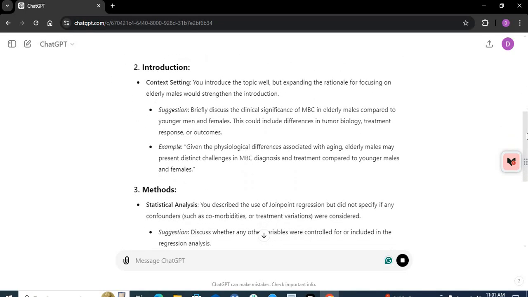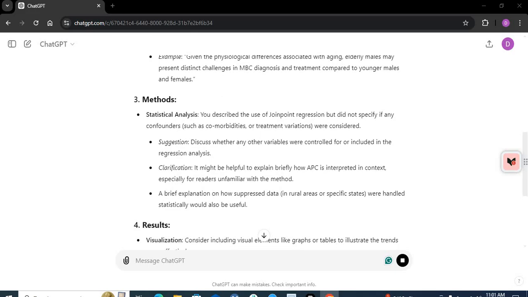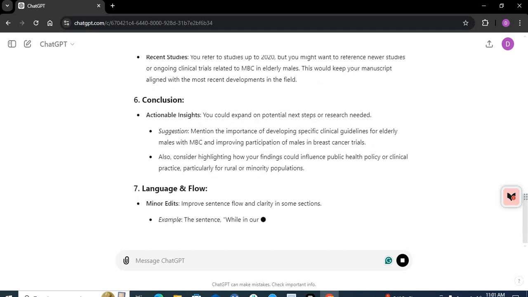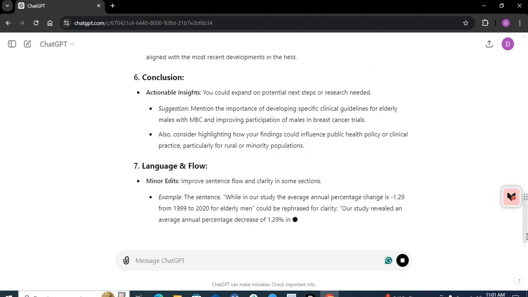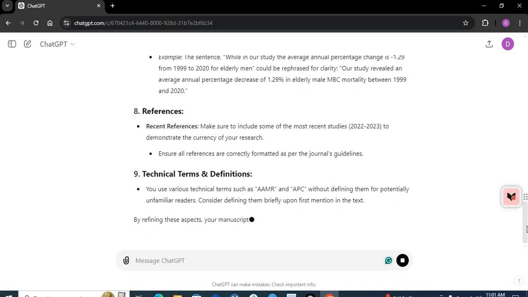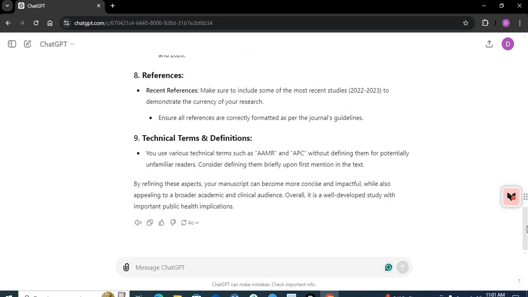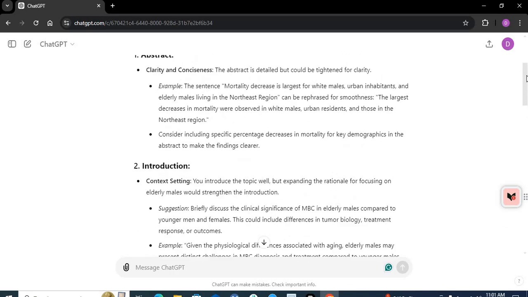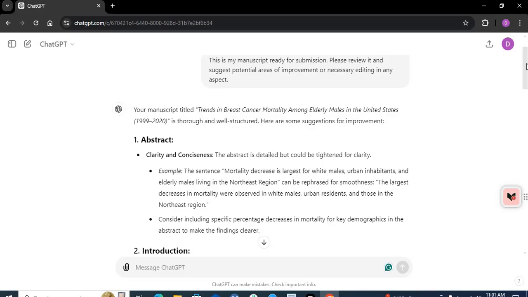It is reviewing your introduction, your methods, your results, your discussion section, and your conclusion. And see, it is also commenting on your language and flow and references, suggesting some changes in references as well, and then technical terms and definitions. So see, it has given you a very detailed review of your paper. You can even expand that review, ask it many more questions, or ask it for clarification or explanation of any single argument or point it made.